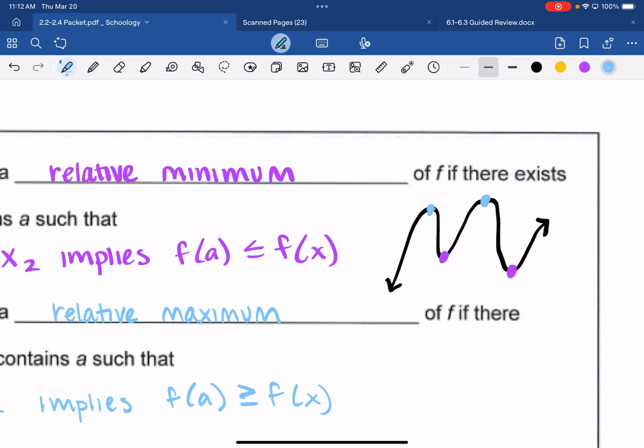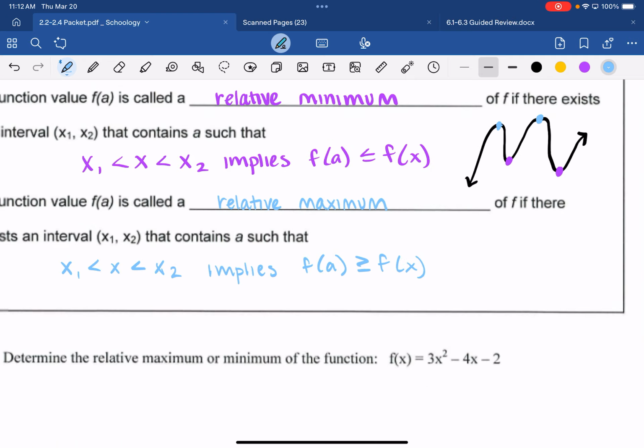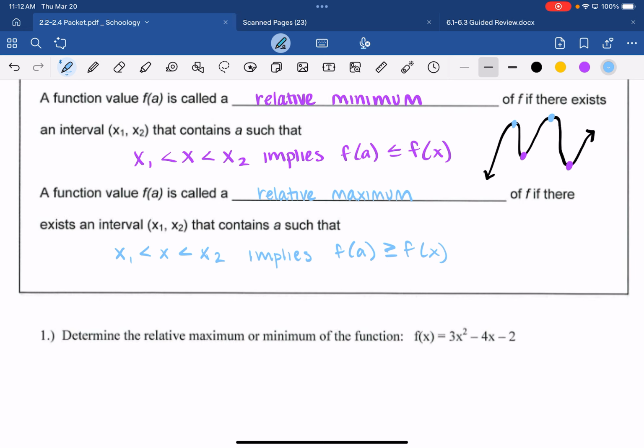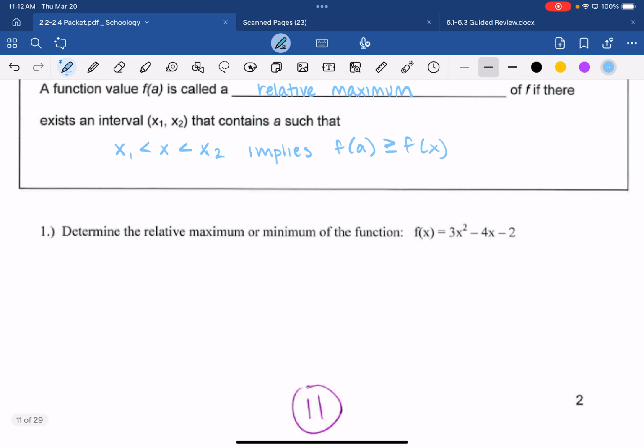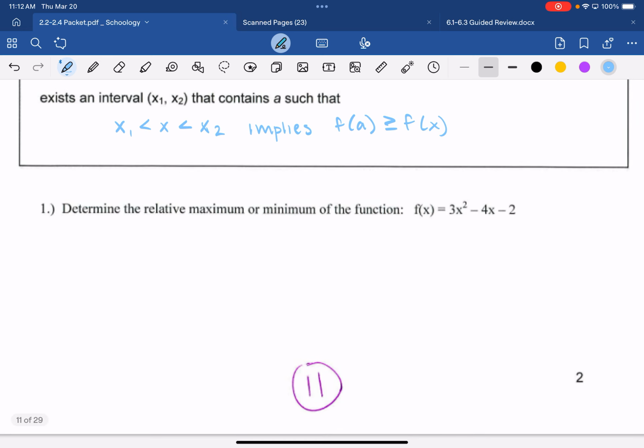Those points also tell us a lot of information. That's why we talk about them. If we think about real world scenarios, a lot of information is held in those turning points, and whether they're minimum or maximum. So let's just look at number 1 here. It says determine the relative maximum or minimum of the function. Again, we did this in Algebra 2, so this should look familiar.